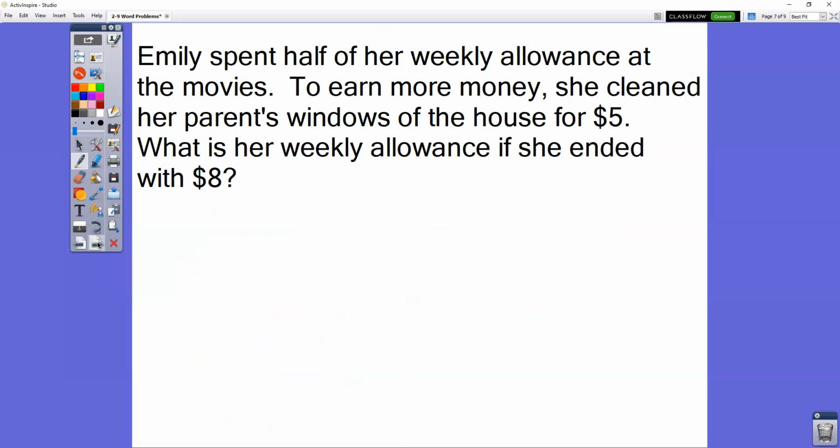So Emily spent half of her weekly allowance at the movies. To earn more money, she cleaned her parents' windows of the house for $5. What is her weekly allowance if she ended with $8?